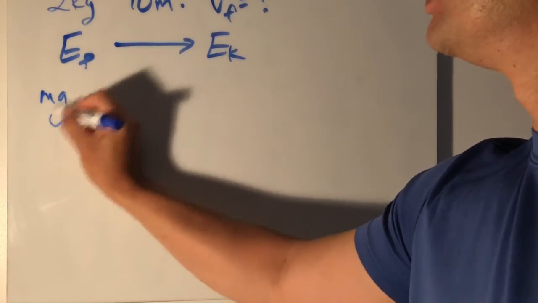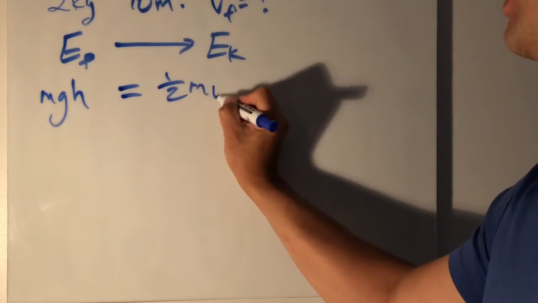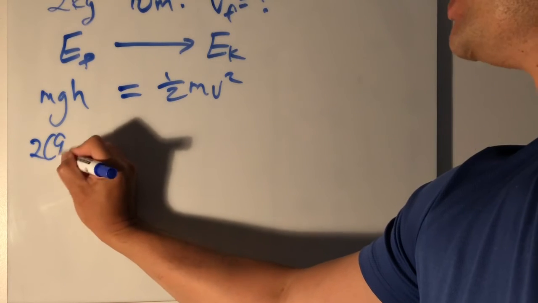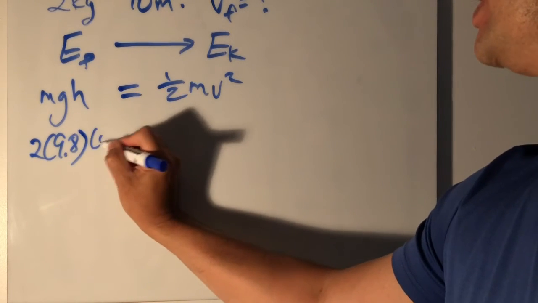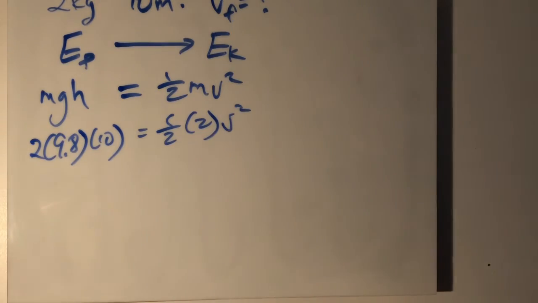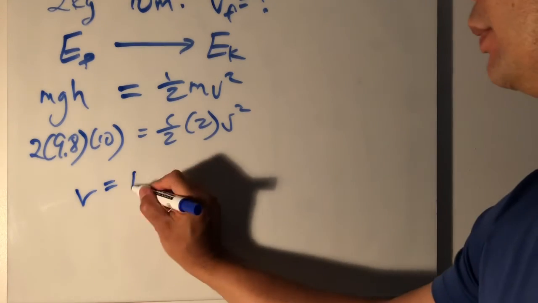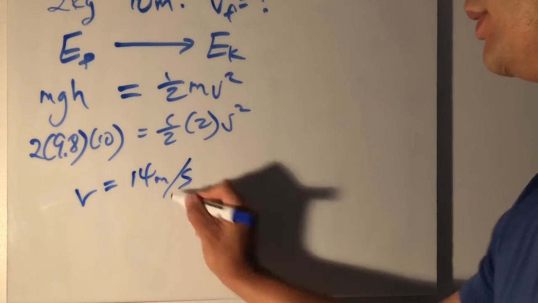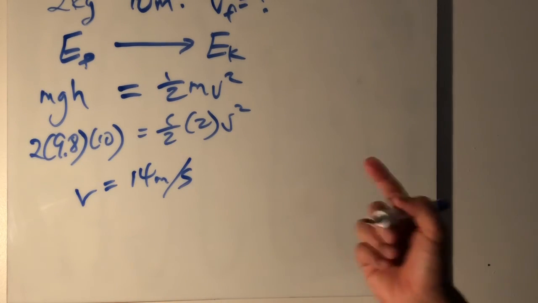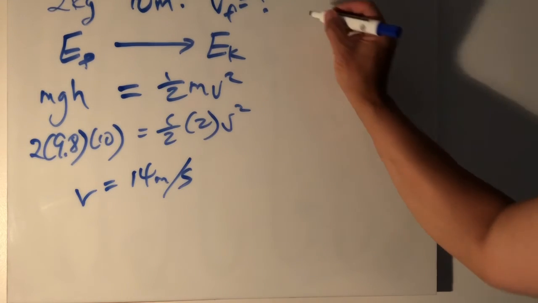So mgh must equal 1/2 mv squared. So we have 2 times 9.8 times 10 must equal 1/2 times 2 times v squared. And then we can get our answer. V is equal to 14 meters per second. So if we drop a 2 kilogram weight from 10 meters high, by the time it hits the ground, it will be traveling at 14 meters per second. Pretty decent. All right?